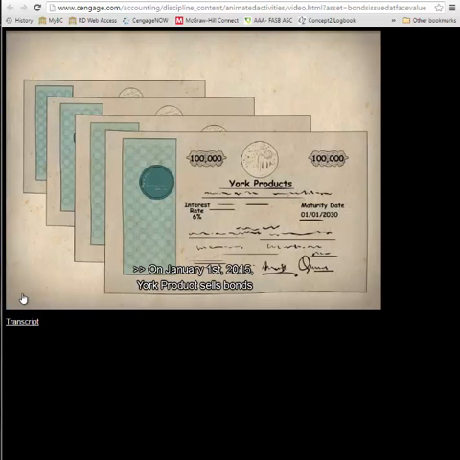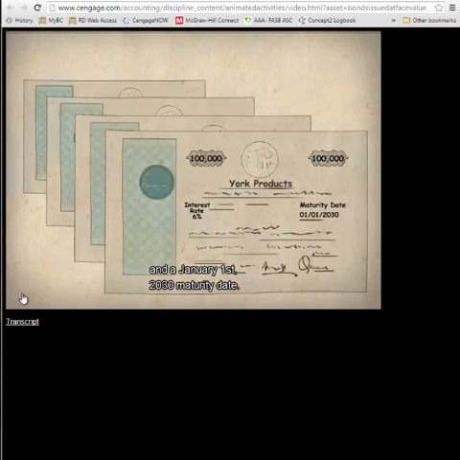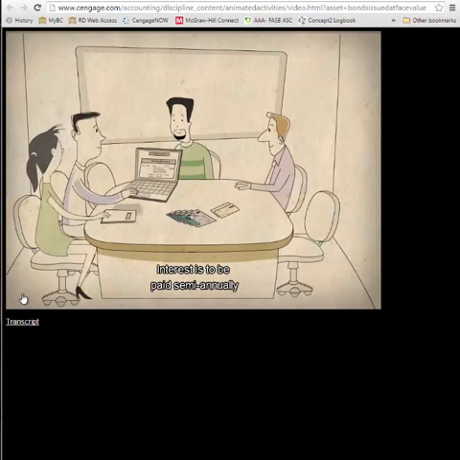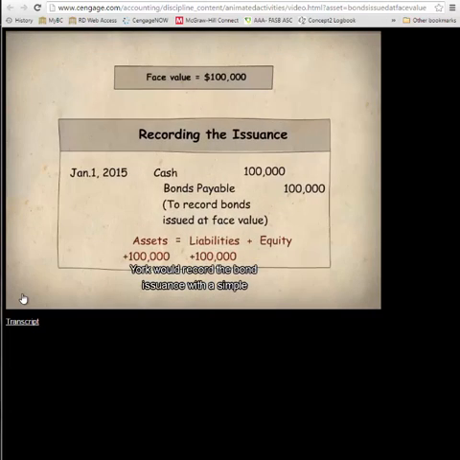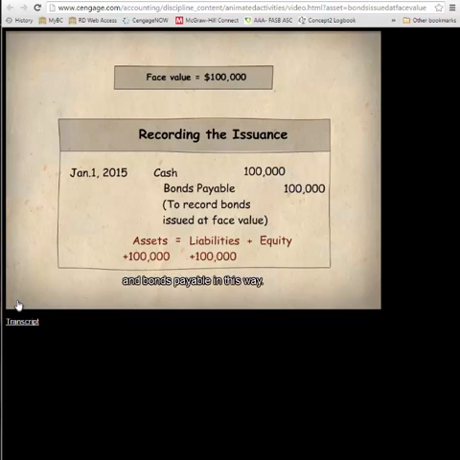On January 1st, 2015, York Products sells bonds with a face value of $100,000. The bonds carry a 6% interest rate and a January 1st, 2030 maturity date. Interest is to be paid semi-annually on July 1st and January 1st. York would record the bond issuance with a simple and straightforward entry to increase cash and bonds payable in this way.